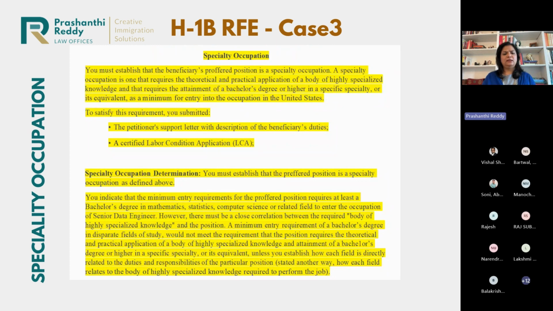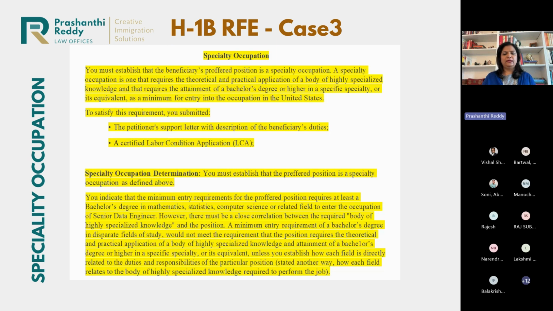They're saying that you indicate that the minimum entry requirement for the position is a bachelor's degree in mathematics, statistics, or computer science, or a related field. But they're saying that there's no proof that there's correlation between these fields. So it has to be a specific specialty. It can't be various different fields, right? So it has to be a specific field, or various fields that are closely related. So they're questioning how math, stats, and computer science are related.